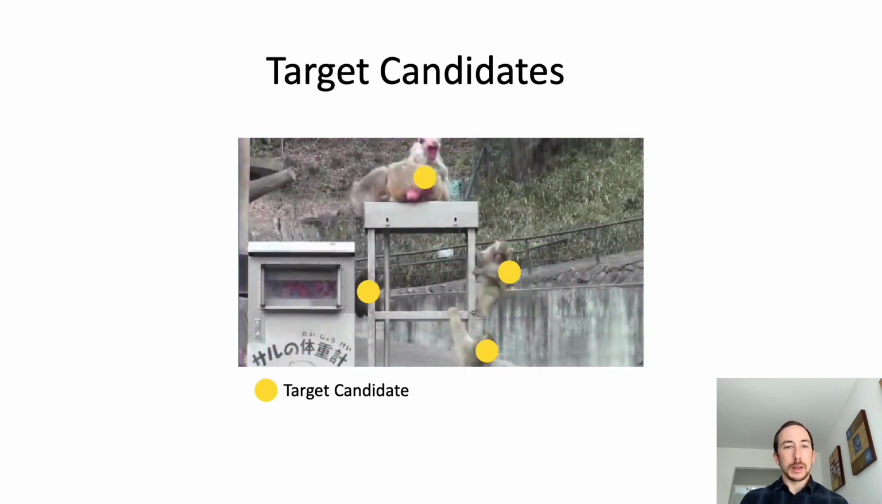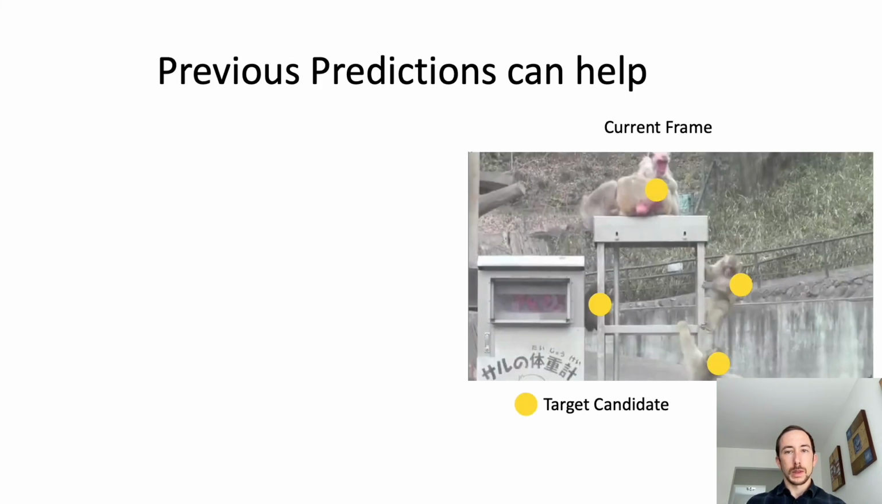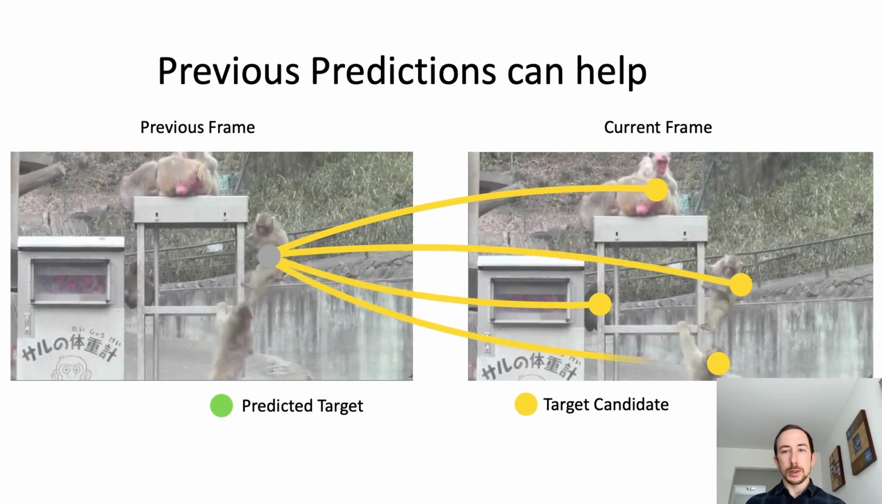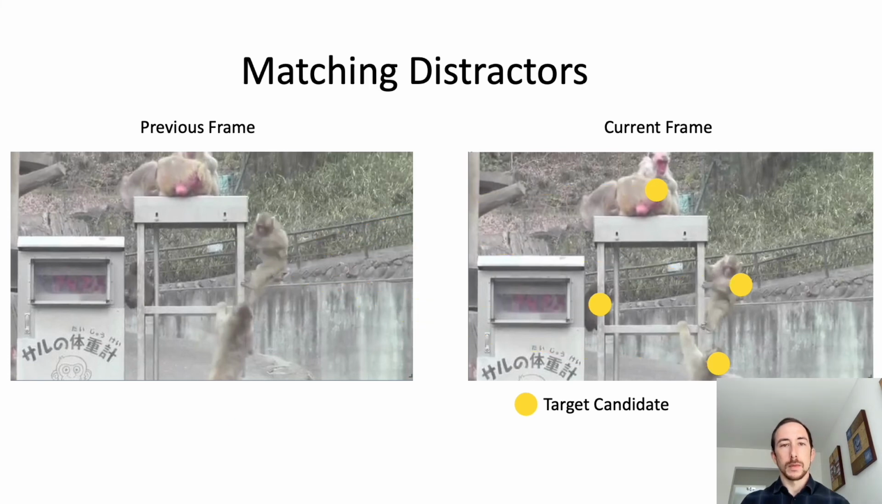So the set of target candidates contains not only the target, but also possible distractor objects. So now we have simplified the problem into selecting the correct candidate as our target object. To solve this problem, we propose to use the previous frame and its target prediction. Our idea is then to match the previously predicted target in order to select the best fitting candidates.